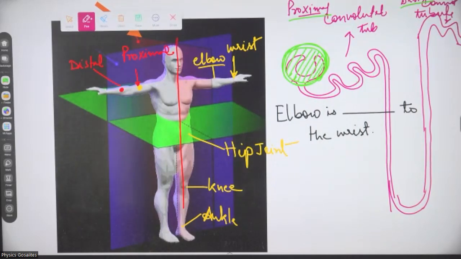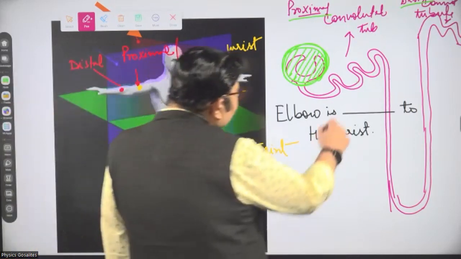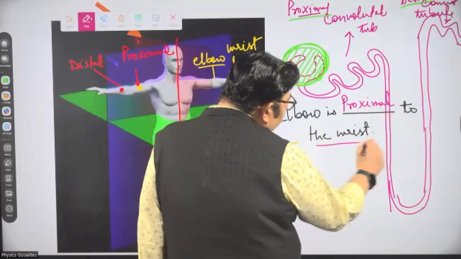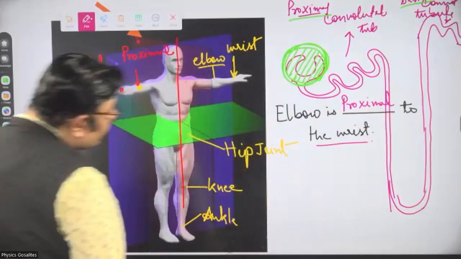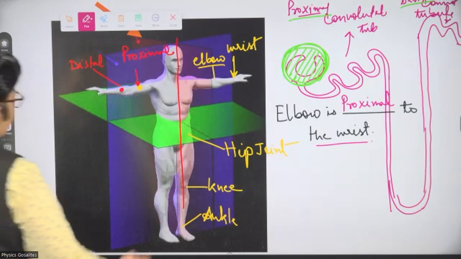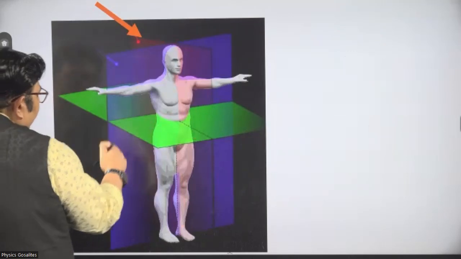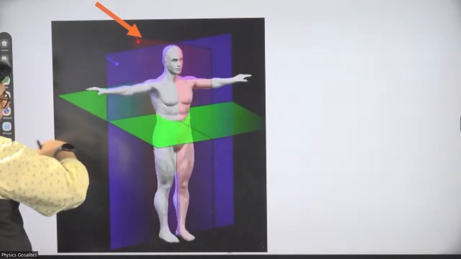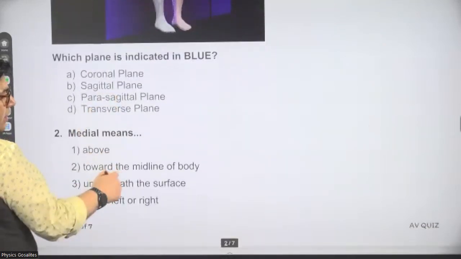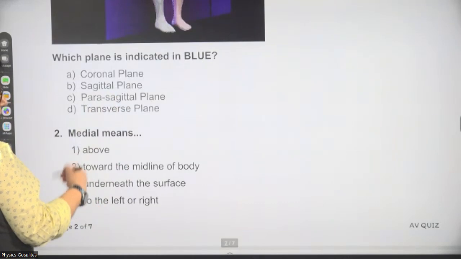And the answer is elbow is proximal. Very good. Elbow is proximal to the wrist. That makes sense. Okay, guys, so that's about proximal and distal. You have learned a couple of terms, and these are antonyms. They are comparative terms like medial, lateral, anterior, posterior, superior, inferior, then proximal, distal.